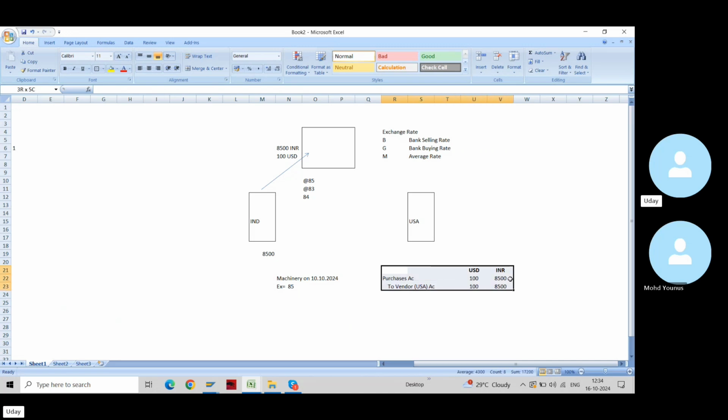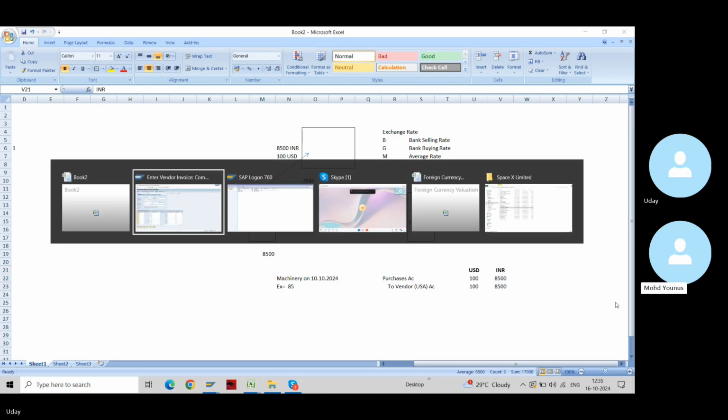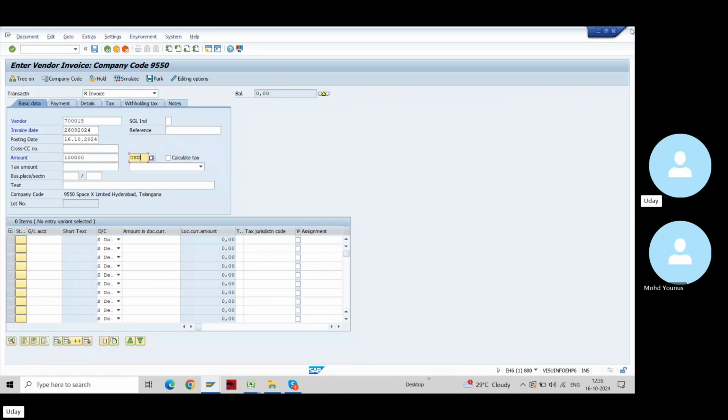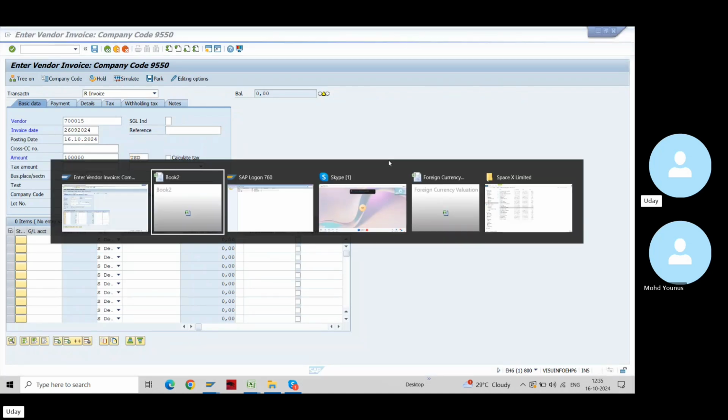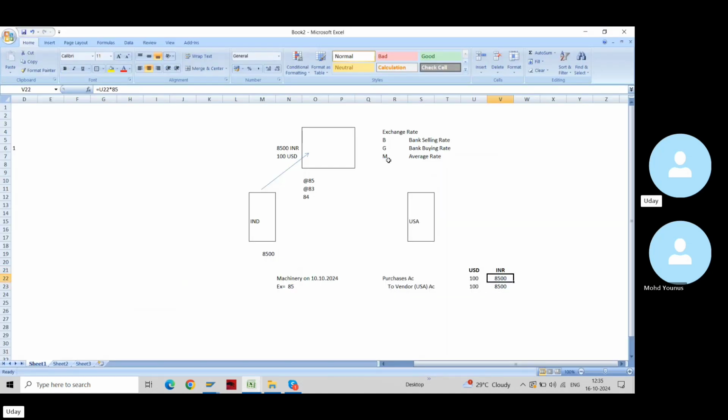Whenever you are making any foreign currency related entry in FB60, you will be finding two different currencies. One in foreign currency, the document currency, and another converted to local currency. First, you will definitely get the document currency, and the same will be converted into local currency based on the exchange rate as on that date.